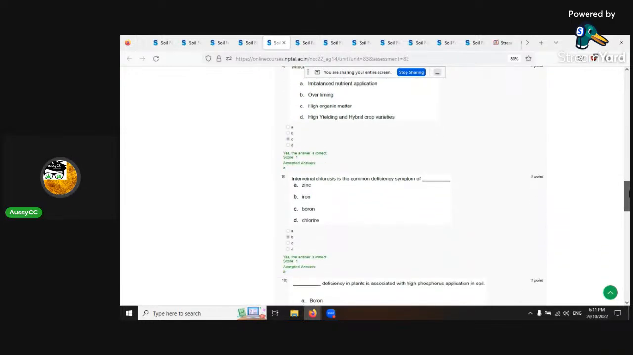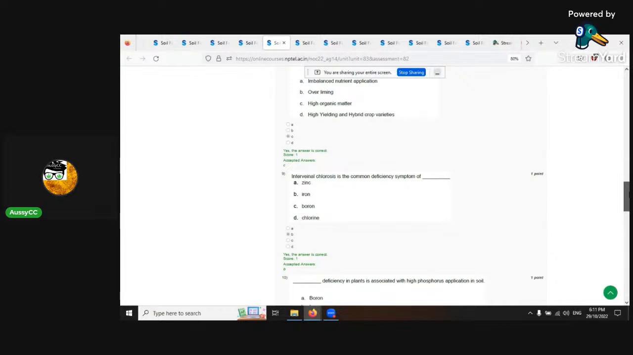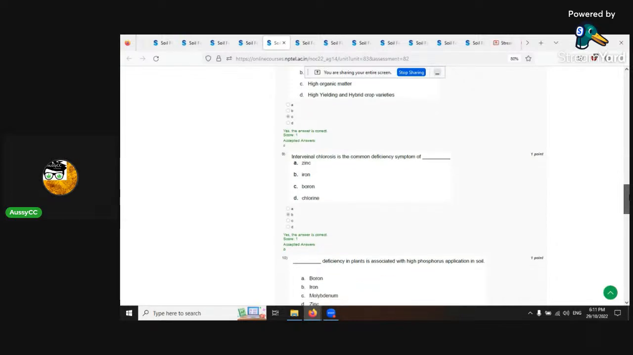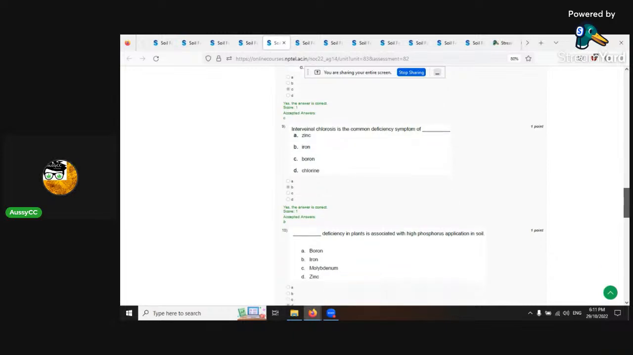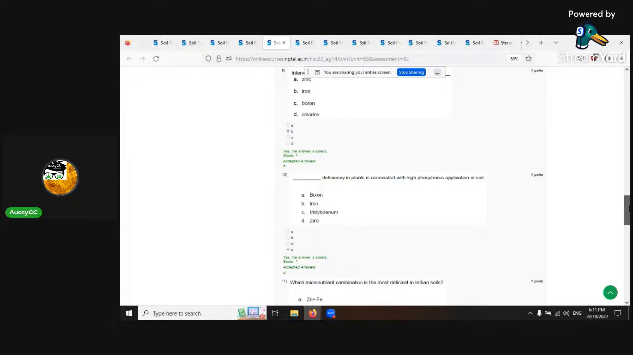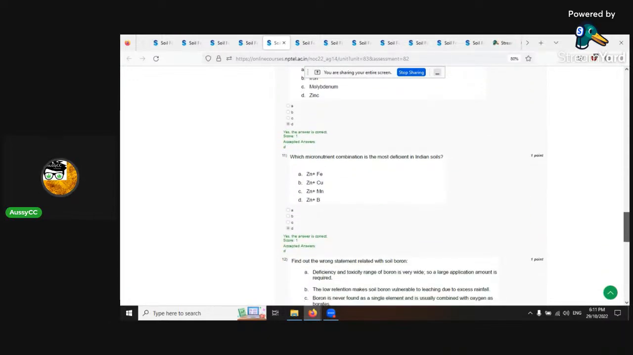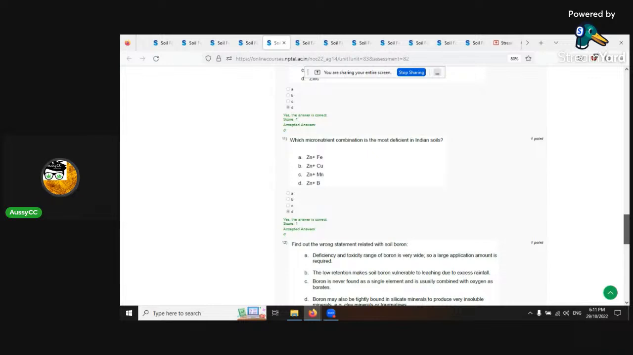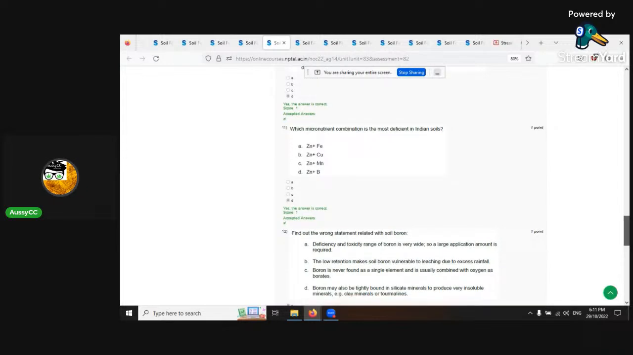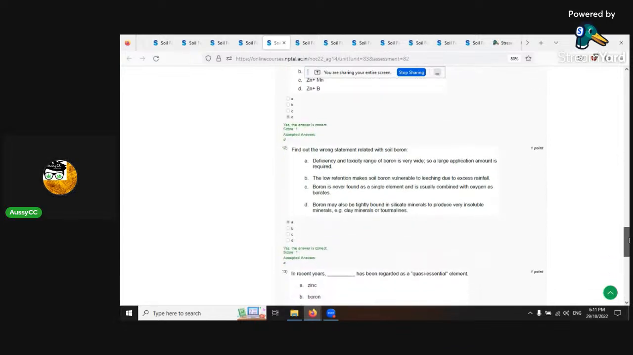Something deficiency is associated with high phosphorus. Need help. Call friend. Something deficiency, it's zinc. Yeah, I'll go with zinc. Cool. Which micronutrient combinations in Indian soil, zinc and boron? Find out the wrong statement for zinc for the boron. You can read them. Deficiency, low relation. Boron's never found as an element. It's the A. You don't want to add too much ever.